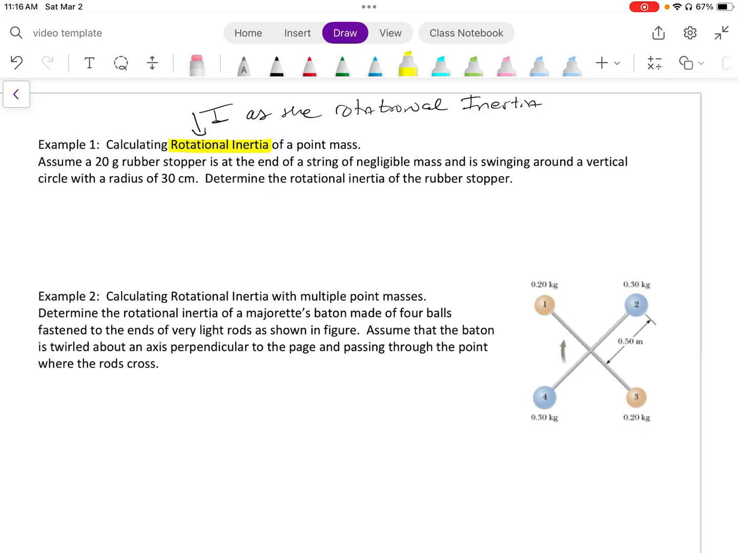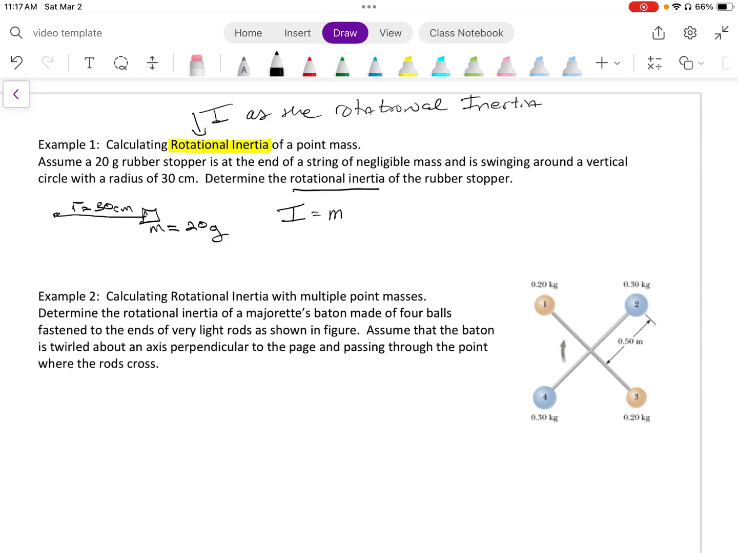So calculating the rotational inertia of a single point mass. That's what this first example is. So assume a 20 gram rubber stopper is at the end of a string of negligible mass, so I can ignore the mass of the string, and is swinging in a circle with a radius of 30 centimeters. And the mass of the rubber stopper is 20 grams. Determine the rotational inertia of the rubber stopper. So we're going to assume this is a point mass.